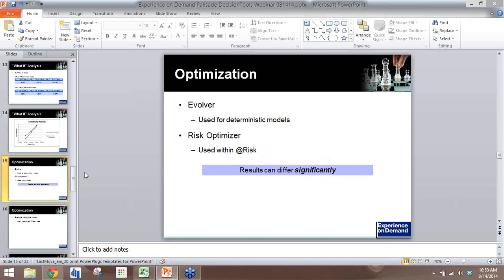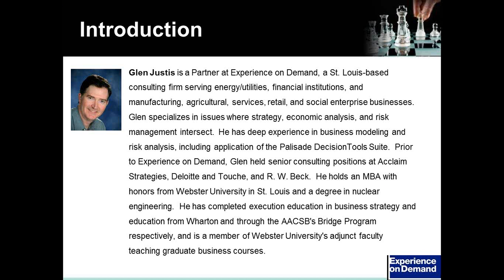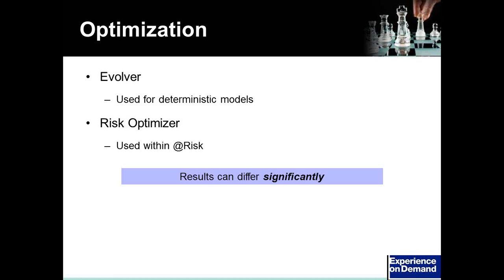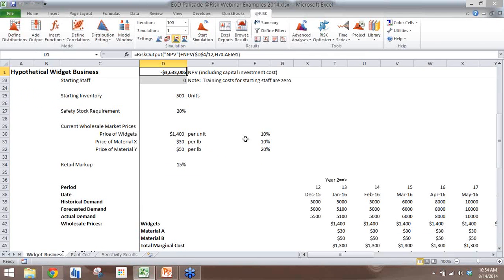Okay, so the next item we want to talk about is optimization. So there's two different components in the DecisionTools suite. One is Evolver, the other is Risk Optimizer. And Evolver is used for deterministic models. Risk Optimizer is used within your Monte Carlo simulation. So what I'll do here quickly is revert back to my probabilistic model. I'm going to change this back to my $1,500.